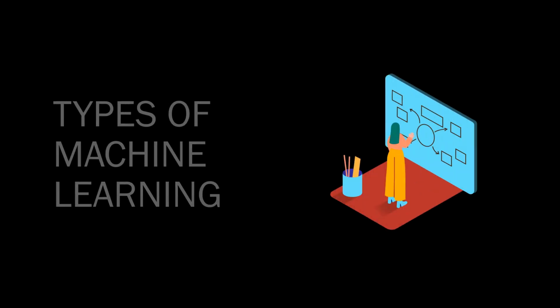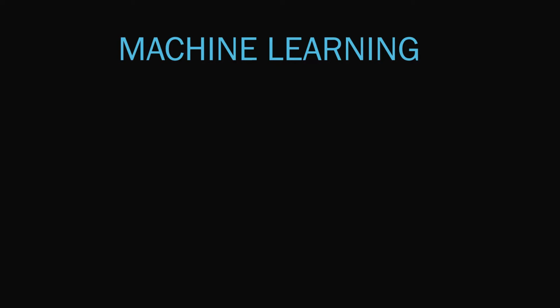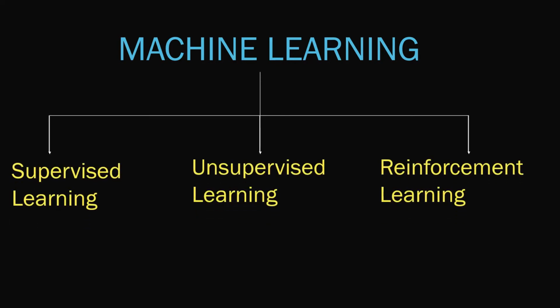In this video, we will talk about types of machine learning. Machine learning is divided into three types: supervised learning, unsupervised learning, and reinforcement learning. Let us first understand what supervised learning is.